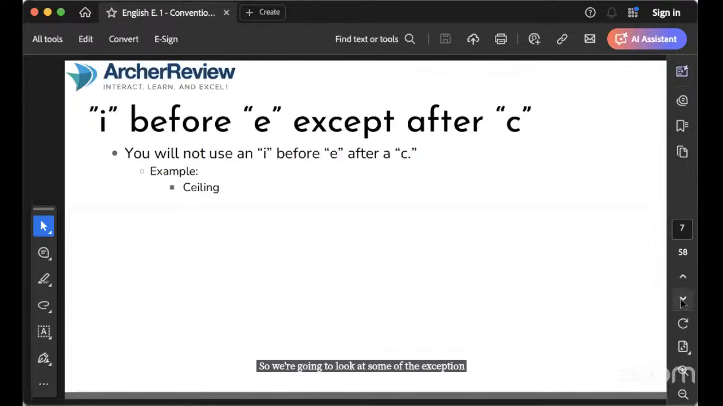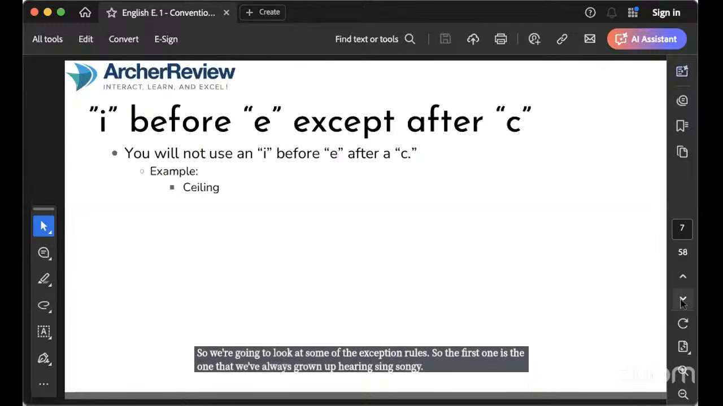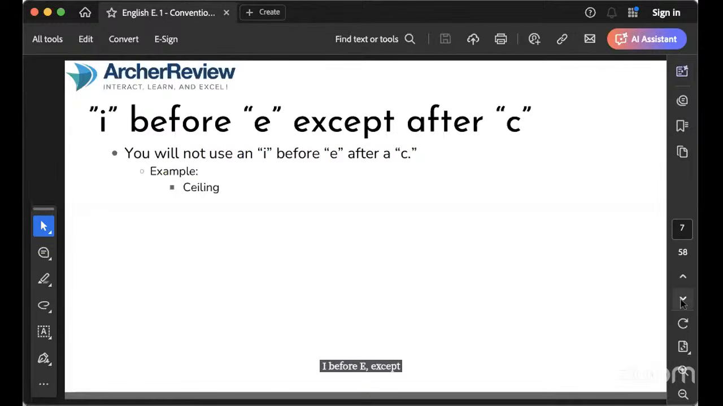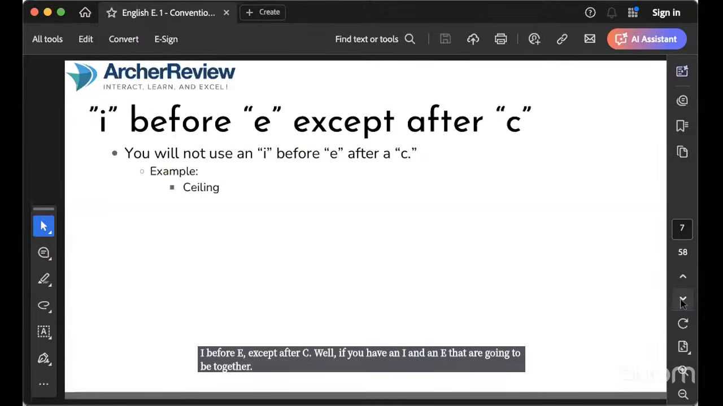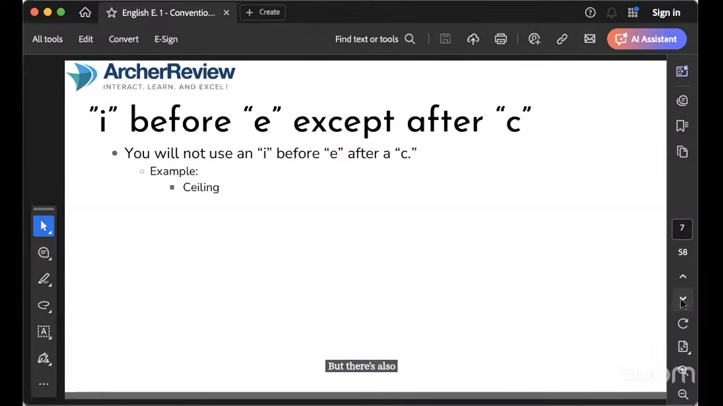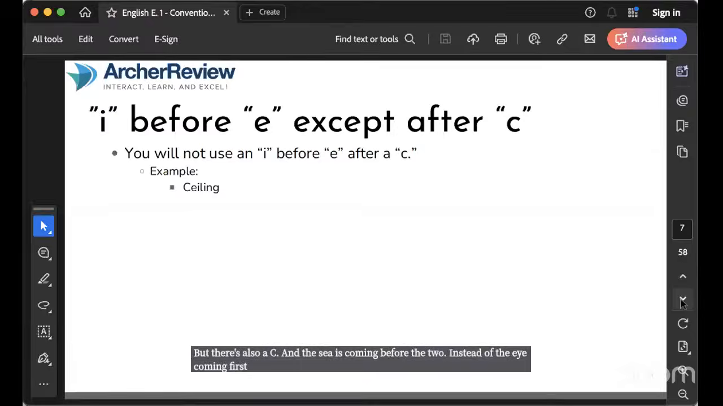So we're going to look at some of the exception rules. The first one is the one that we've always grown up hearing sing-songy: I before E, except after C. If you have an I and an E that are going to be together, but there's also a C with them, and the C is coming right before the pair, instead of the I coming first, as it would in the word believe, this time you're going to have to switch them and you put the E first.